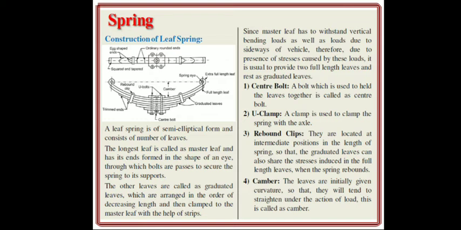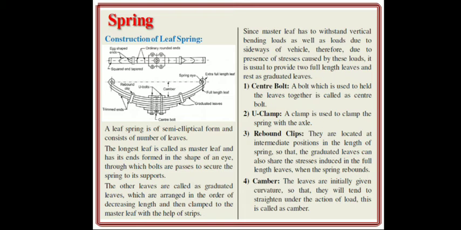therefore, due to the presence of stresses caused by these loads, it is usual to provide two full length leaves and the rest as graduated leaves. So there are two full length leaves and the others are graduated leaves. Now we'll see the various terms one by one. The first one is the center bolt. You can see in this diagram a bolt which is used to hold the leaves together, called a center bolt. The second one, U clamp.